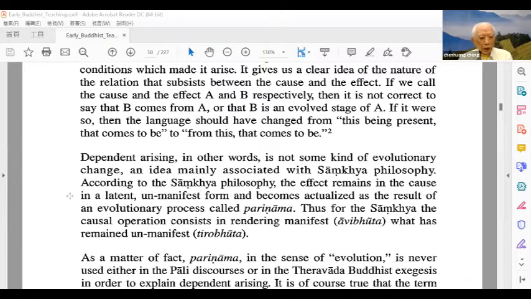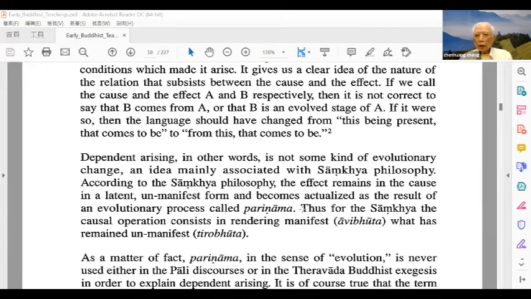Latent means unseen or potential, an unmanifest form, and it becomes actualized. Actualized means to make it move or to make it act, to change, to become something else as the result of an evolutionary process. This process we call parinama.